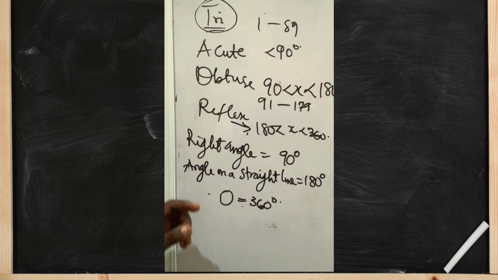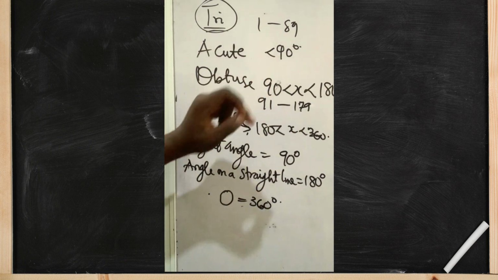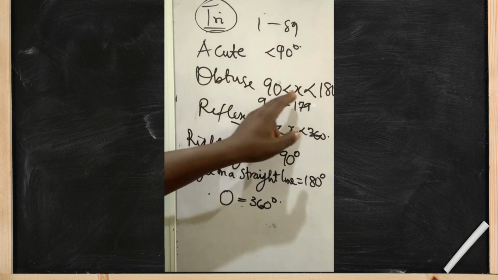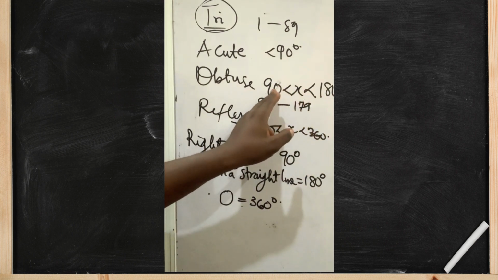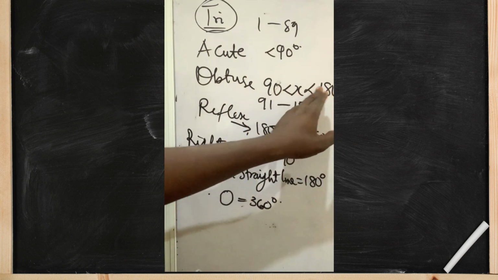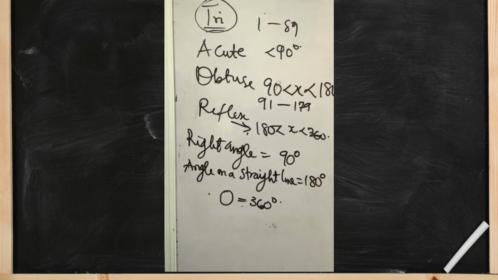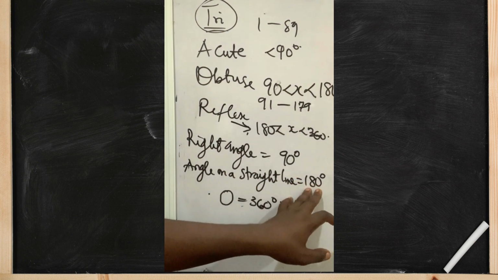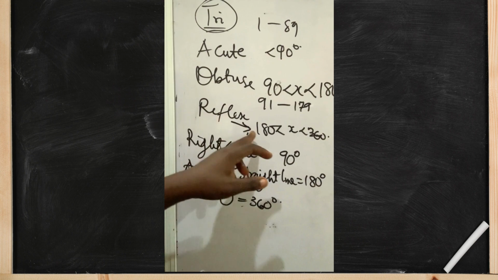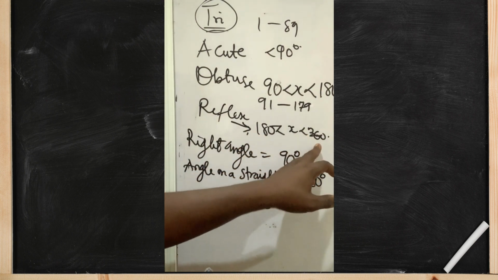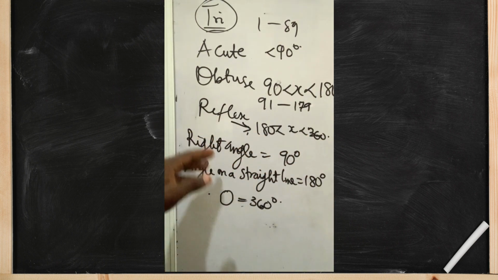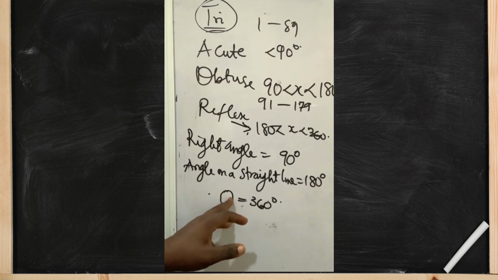Now we need to understand that we have acute angle less than 90 degrees, then obtuse angle greater than 90 degrees and less than 180 degrees. Angle on a straight line is 180 degrees. The angle that is greater than 180 and less than 360 is the reflex angle, while sum of angles at a point or sum of angles in a circle is 360 degrees.